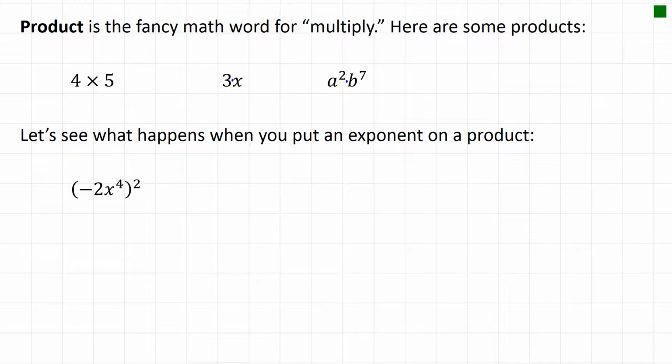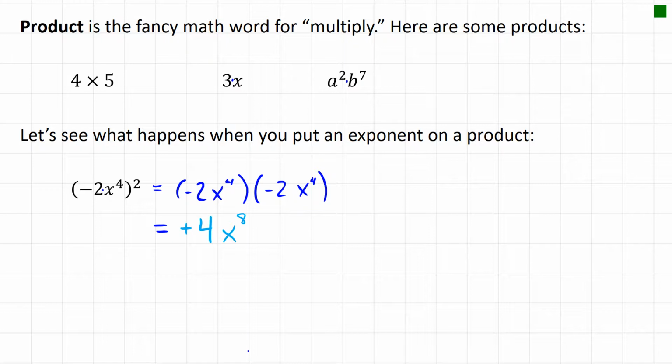Well, let's use our understanding of the exponent rules to see what happens when we put an exponent on a product. So we have -2 times x to the 4. That's our product. And we're going to take all of it to the power of 2. Well, to the power of 2 means times itself 2 times. So I have -2x to the 4 times -2x to the 4. Well, -2 times -2 is +4, and x to the 4 times x to the 4 is x to the 4 plus 4, which is 8.